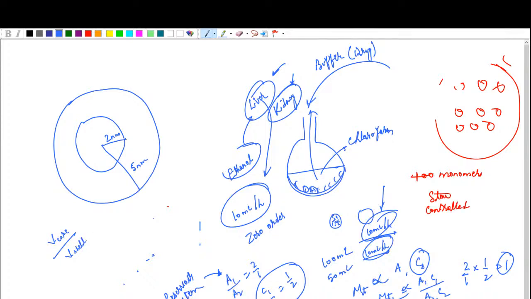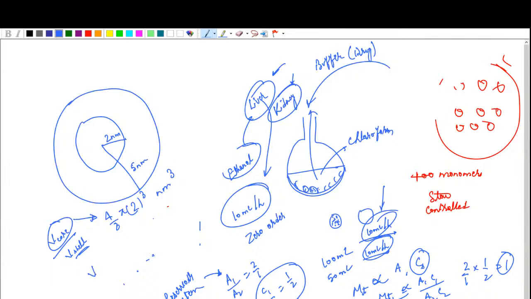So what would be the volume of the core? It's quite simple. It's a sphere, so it's 4 by 3 pi r cube, and r in this case is 2 nanometers, so 2 cube, in nanometer cube. But we don't know the volume of the shell immediately, so let's see how we can find out. What is the volume of the full thing?